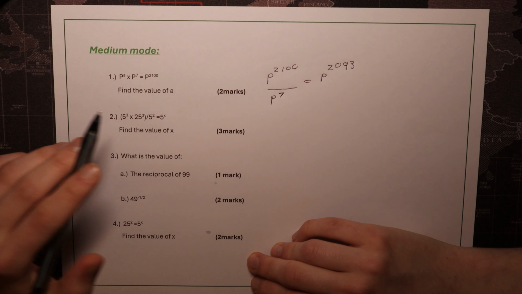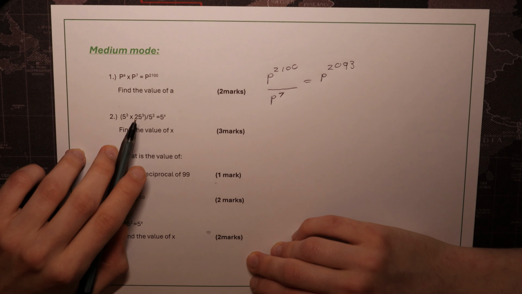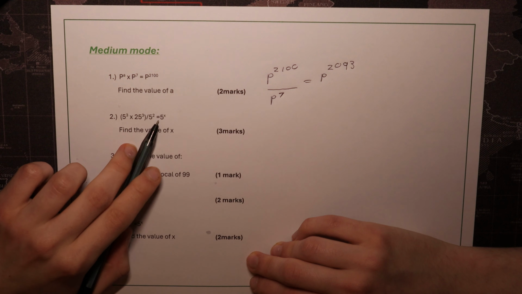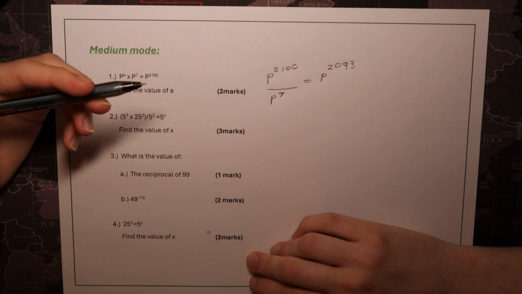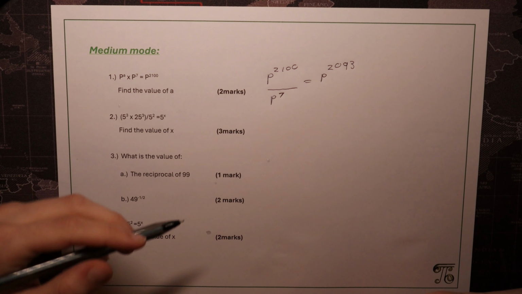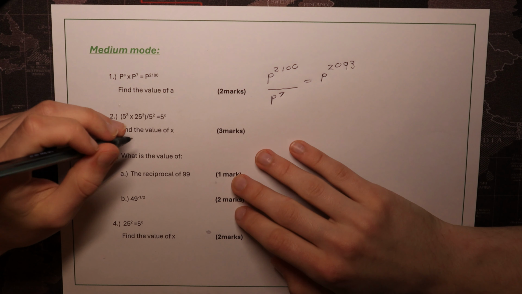So here we've got in your brackets, you've got 5 to the power of 3 times by 25 to the power of 3 divided by 5 to the power of 2 equals 5 to the power of x. Now, why are there so many 5s? So you get mixed up. That's what the examiner does. They want to get into your head so you make a mistake. So how do we do this?